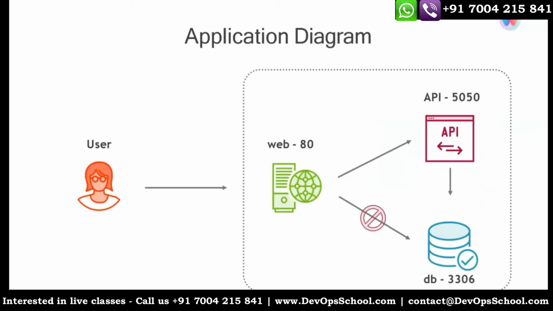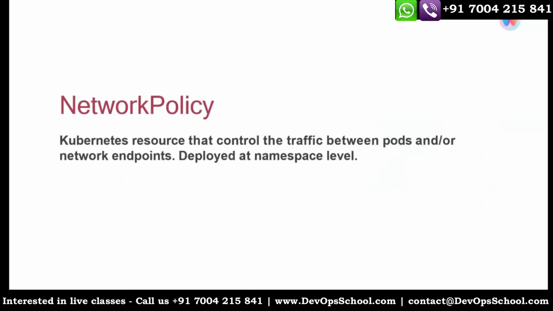Okay, so now network policy. It is a Kubernetes resource that controls the traffic between pods. Remember that, between the pods and or network endpoints. What is the network endpoint in Kubernetes? Services. Endpoint is always services, and pods and services are deployed at the namespace level.